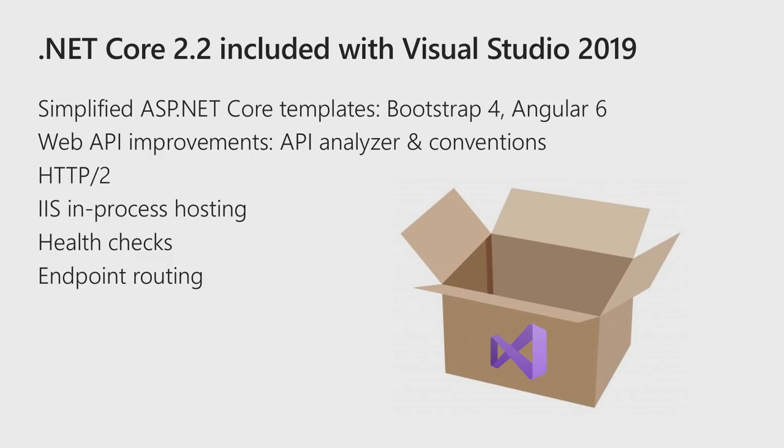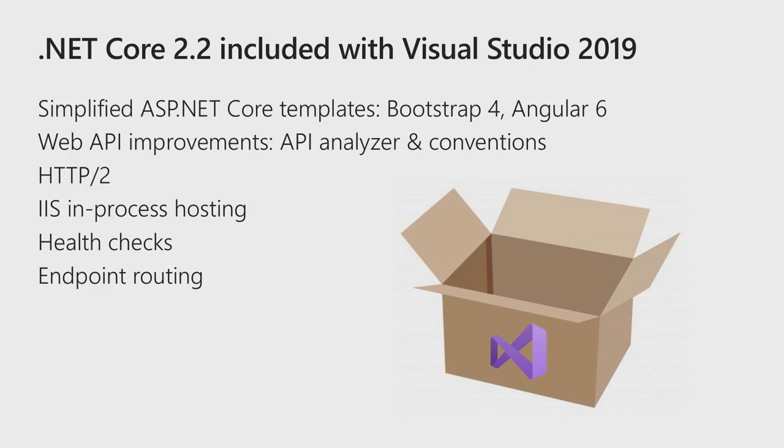.NET Core 2.2 is loaded with a lot of great new features. We've done a lot of work on the templates to simplify them, clean them up. We've updated them to use Bootstrap 4. We also updated the Angular template to use Angular 6. Angular 7 will be coming in the next release. We did a lot of work on Web API improvements. In particular, we now provide API analyzers and conventions that make it easy to generate complete Swagger documents or OpenAPI specifications for your APIs.